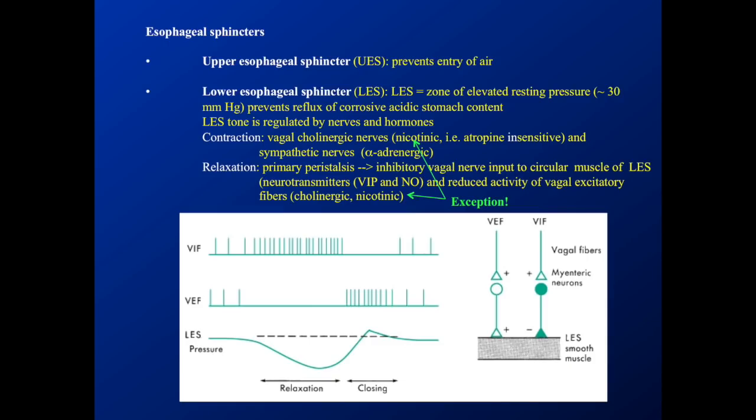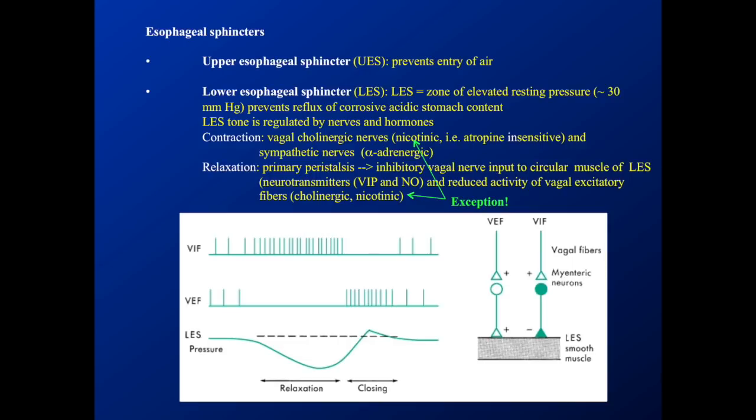There are two sphincters in the esophagus: the upper esophageal sphincter that prevents entry of air into the gastrointestinal tract, and the lower esophageal sphincter, which is a zone of elevated pressure at the bottom of the esophagus. It's very important for preventing acid reflux into the esophagus. A disorder of this sphincter is very common, and as far as gastrointestinal diseases, is one of the main reasons a person would go to their practitioner for help.